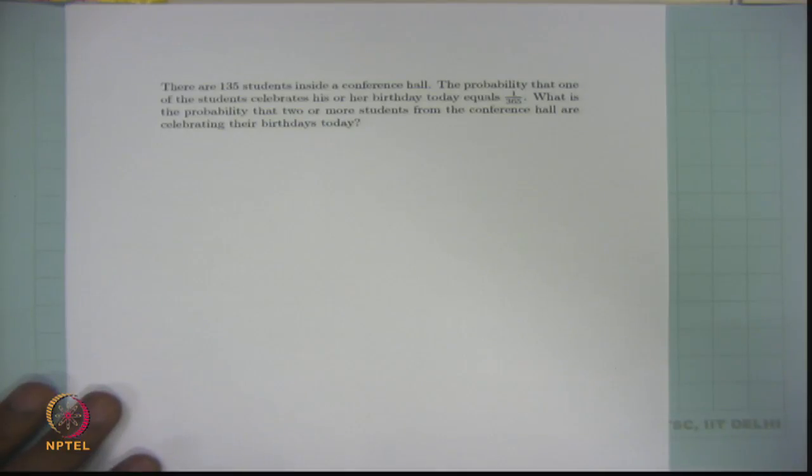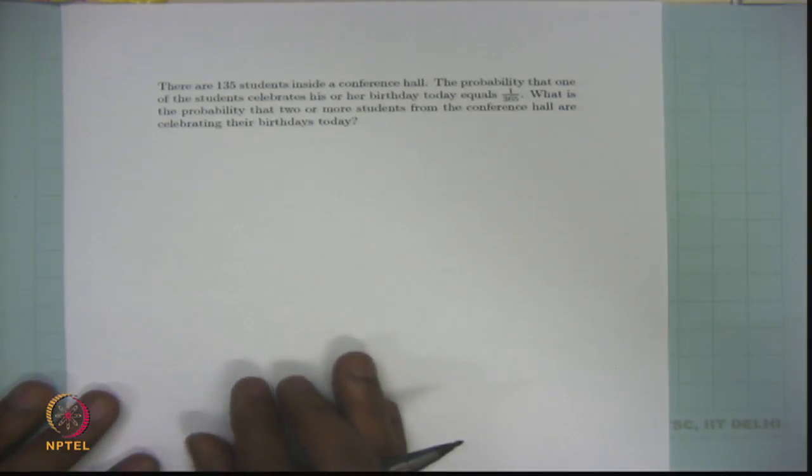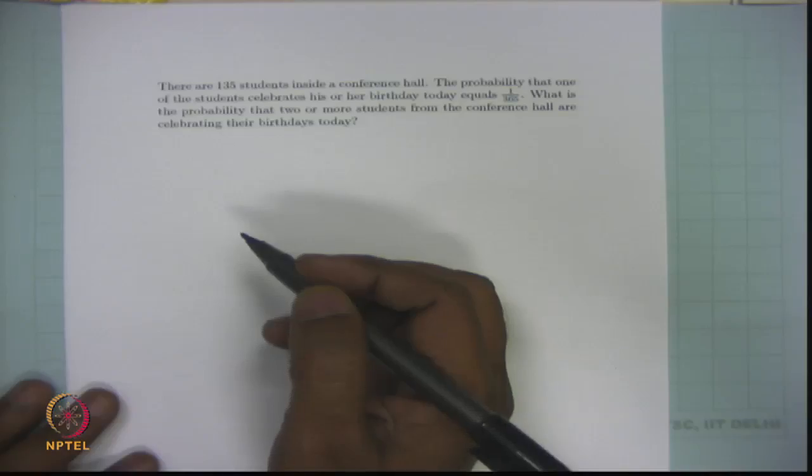That means the probability that 2 or more students from the conference hall are celebrating their birthday today is the same as 1 minus the probability that no one is celebrating minus only one person celebrating, because the summation of all the probabilities is 1. So this question, either you can solve it by finding the probability that 2 people have a birthday today, and 3, 4 and so on, and add all the values, or you can go for 1 minus no one celebrating minus only one person celebrating. So let us find out the probability.